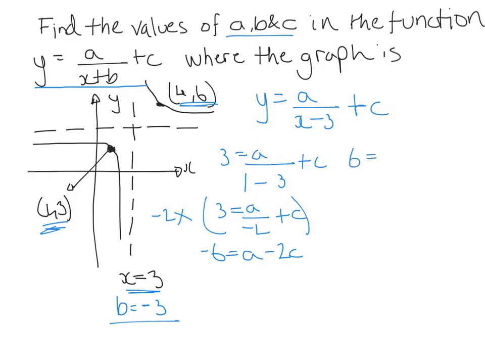Now what I think I'll do is I'll substitute in this point (4, 6), so this would be 6 is equal to a over 4 minus 3 plus c. So 4 minus 3 is 1, so this would be 6 is equal to a plus c.